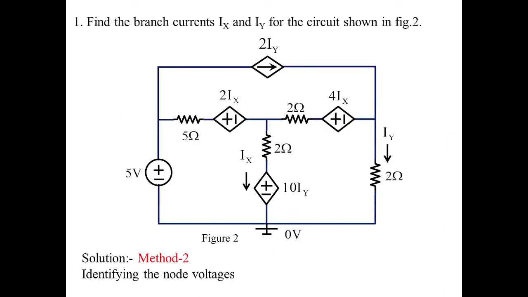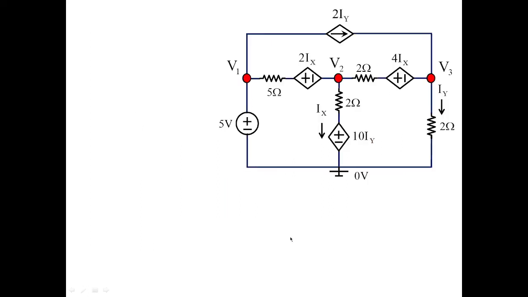So I'm going to go for the node analysis. I'm simply identifying the node points V1, V2, V3 to be at higher potential. Lower potential is 0 volts. Once we have identified this, try to identify the branch current requirements. Ix, you see this Ix, it is flowing over here. So it will be V2 minus 10 Iy by 2. The difference of the voltages divided by the resistance will give you the value of branch current Ix.